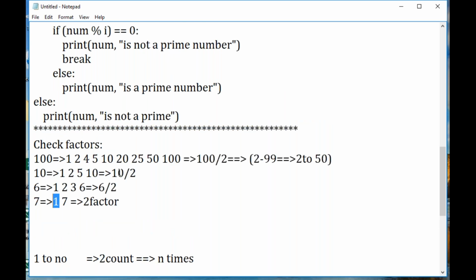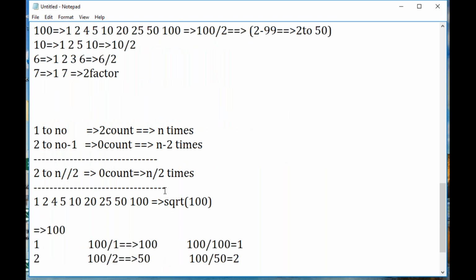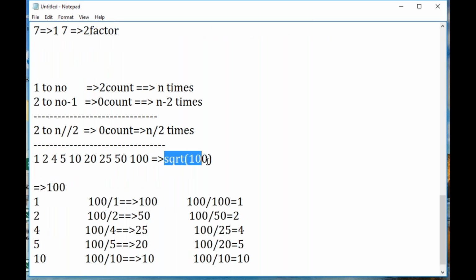So that is the reason you can implement this method. If you implement this method, you can notice that it goes only till half of the number: n times, n minus 2 times, n by 2 times. And this can be reduced even more, to executing till the square root of the given number. Going up to the square root of the given number is sufficient.